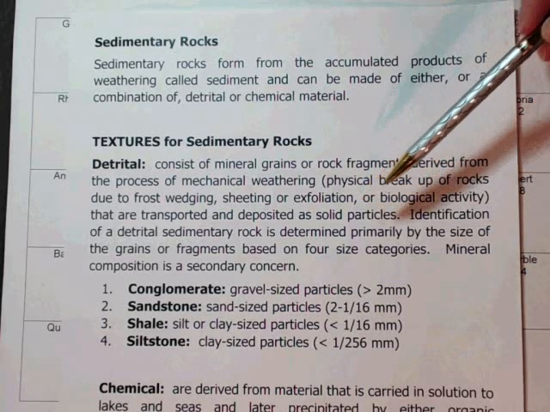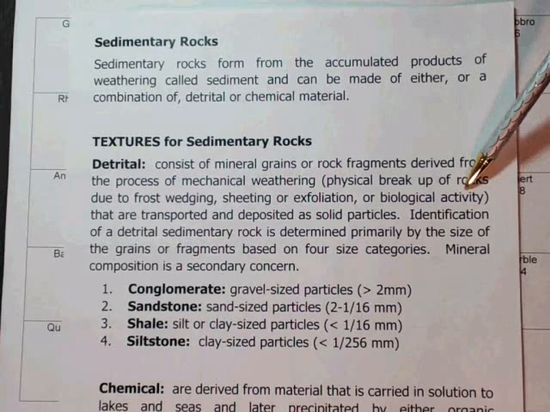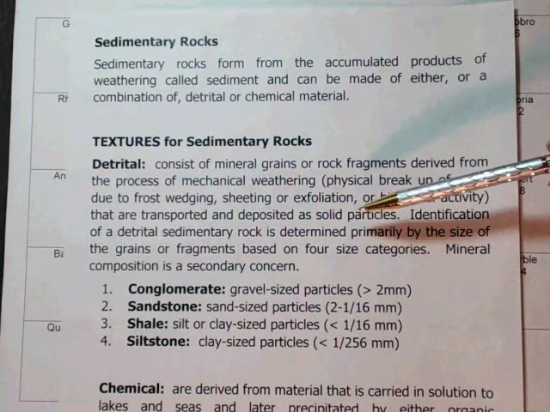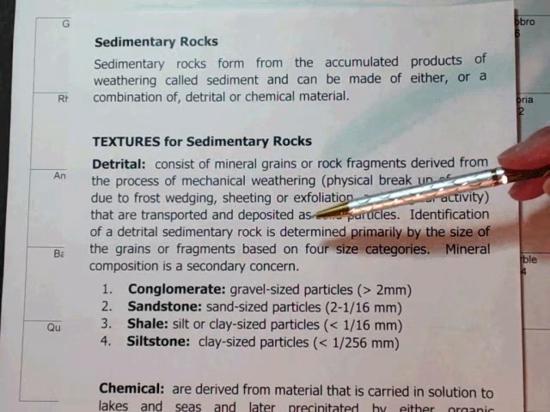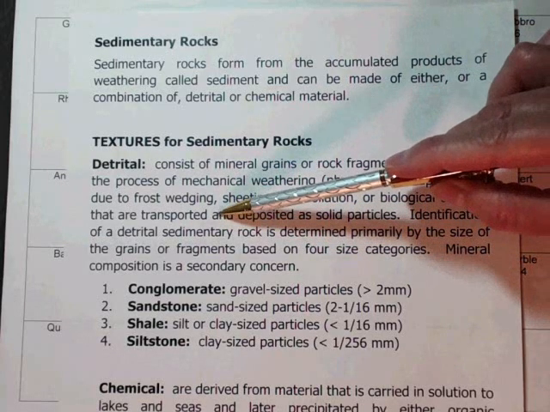That's one way. Biological activity, so the burrowing of animals and the roots of plants, can act to physically break up our rocks. So then they get transported. Remember that they could be transported through water, that's the main one.